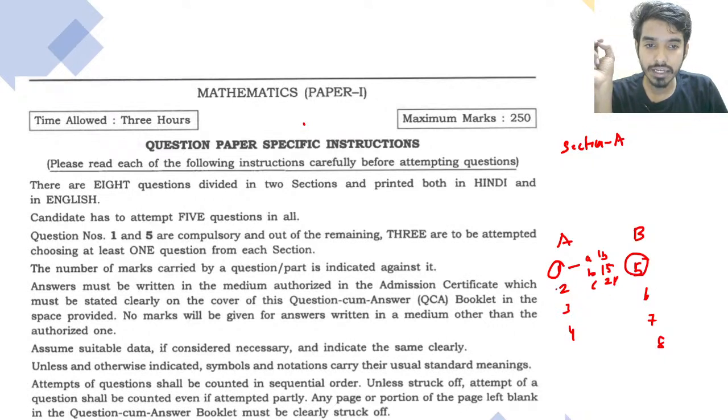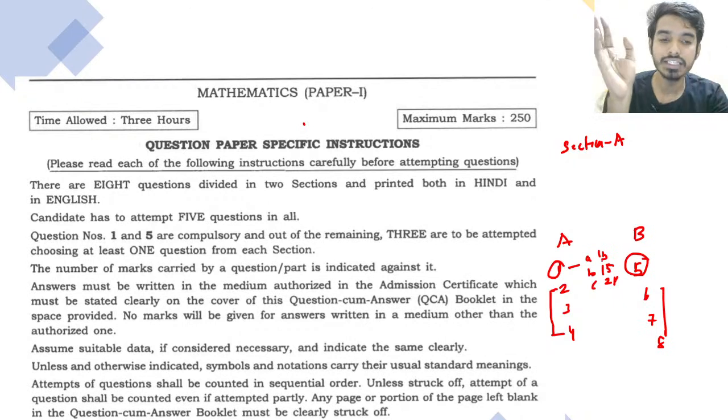That means you can choose 2 from 2, 3, 4 and 1 from 6, 7, 8, or you can pick 2 from 6, 7, 8 and 1 from 2, 3, 4, right? That's your wish. So we will have section A and section B.